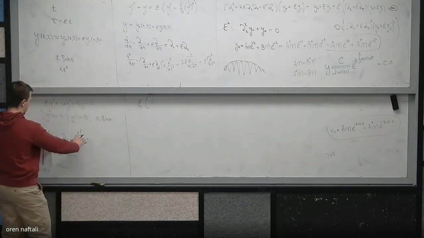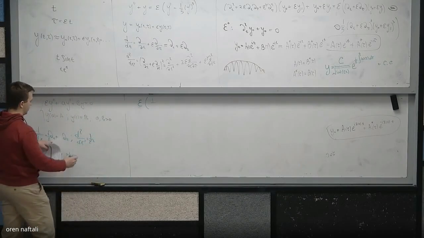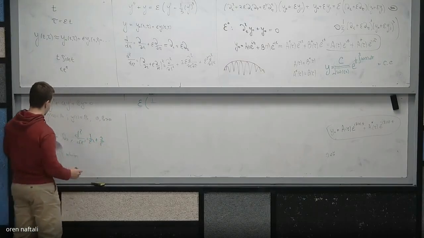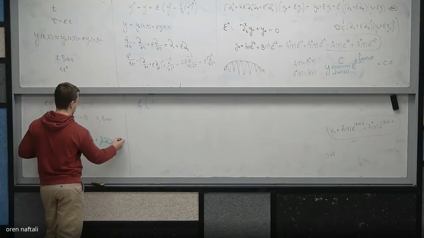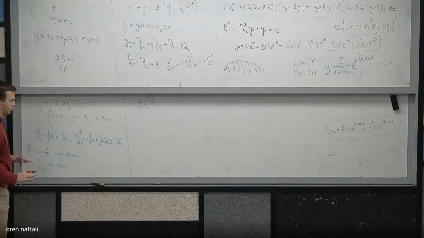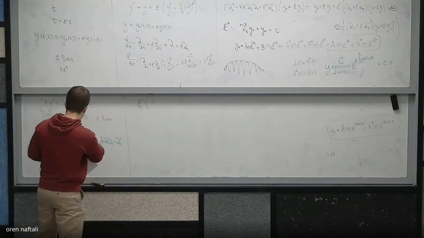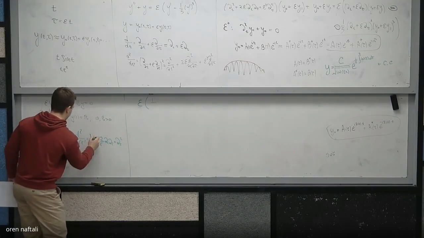So the second derivative will be 1 over epsilon squared dt squared plus 2 over epsilon dt d tau plus d tau squared. And over epsilon squared dt squared. Just one. Yeah. Thanks.